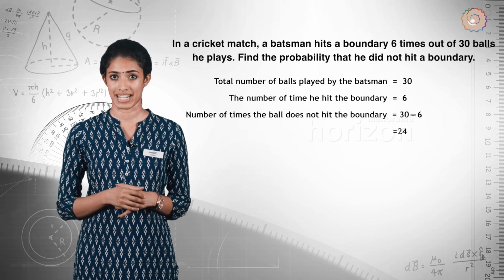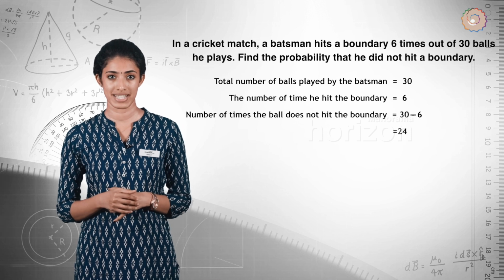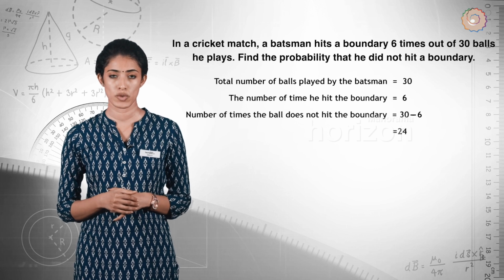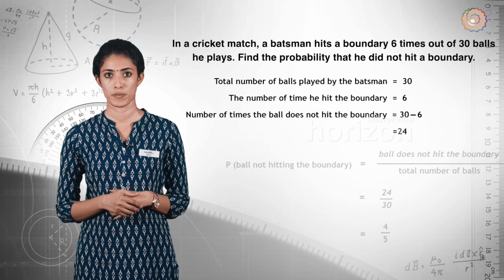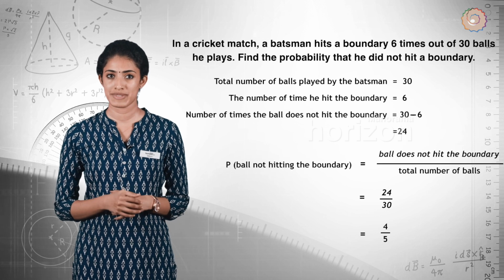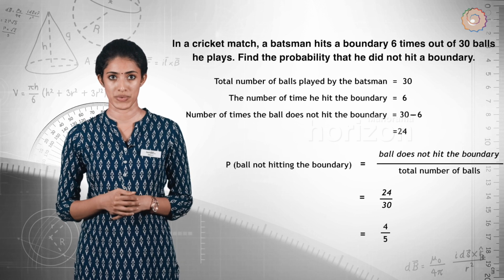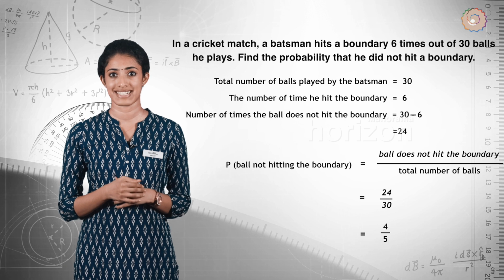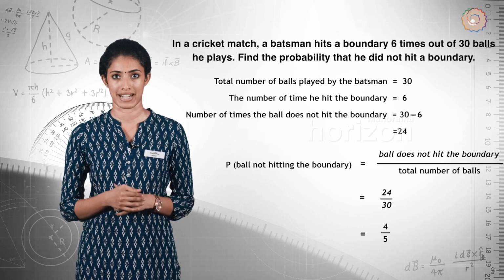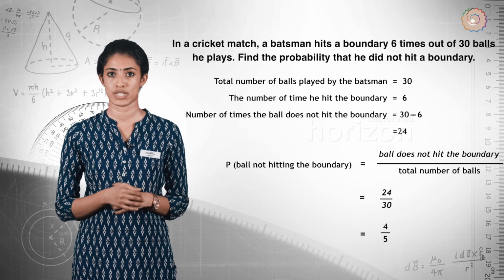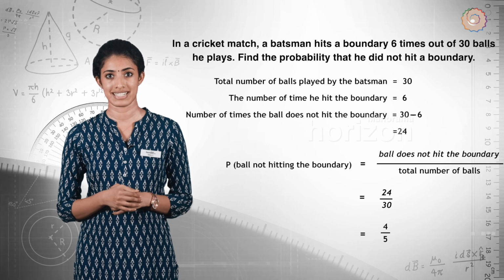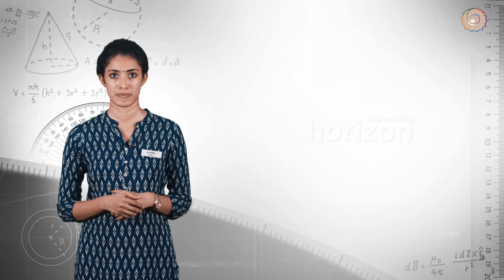And the number of times the ball does not hit the boundary is 30 minus 6, which is equal to 24. Therefore, the probability of the ball not hitting the boundary is given by the number of balls not hitting the boundary divided by the total number of balls, that is 24 divided by 30, giving us 4 on 5.